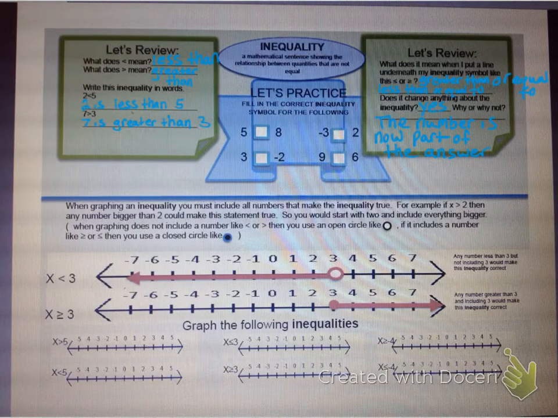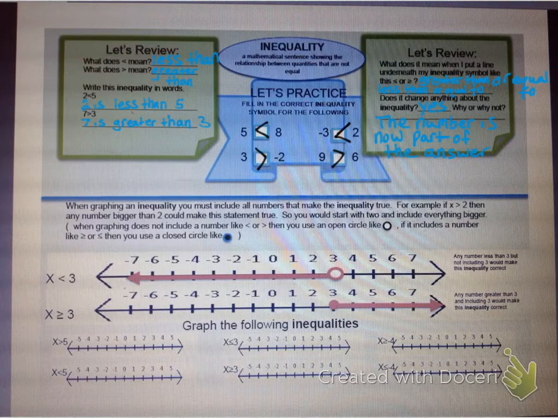So our four problems right here in the middle, the let's practice part, I've got 5 is less than 8. I have -3 is less than 2. I have 3 is greater than -2. And then I have 9 is greater than 6.